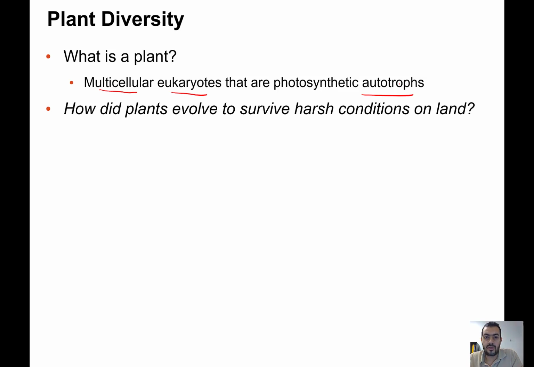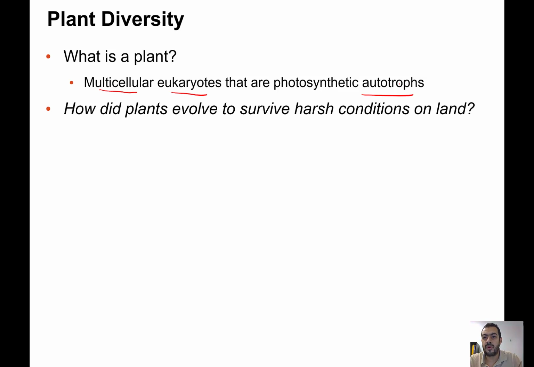By evolution, plants' ancestors were actually green algae that were living in an aquatic environment. Then at a certain point in evolution, they started to colonize the land and live on the land. As you can see, this is a transition from one environment, the aquatic one, to living on the land, and the conditions are totally different.